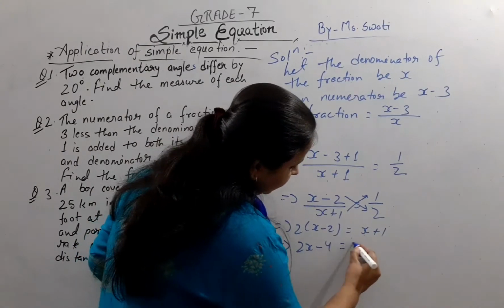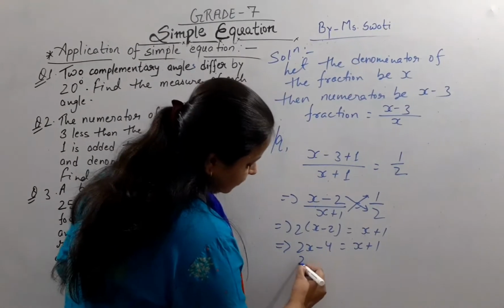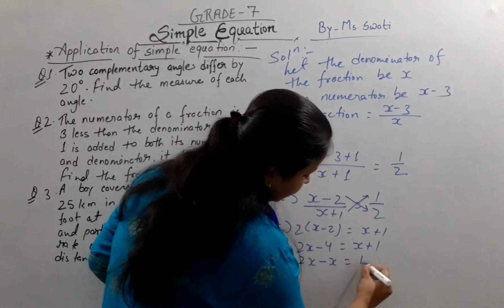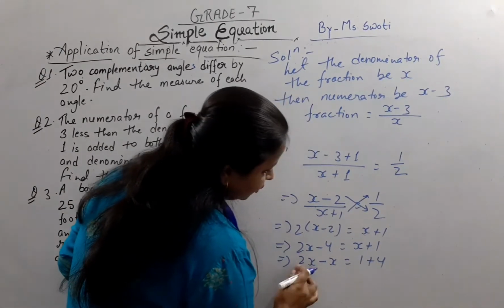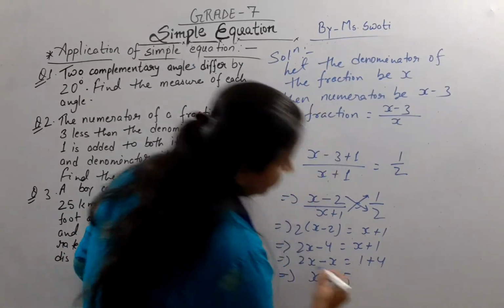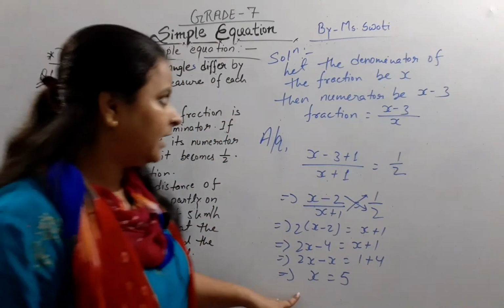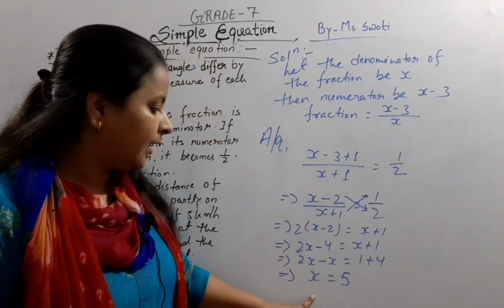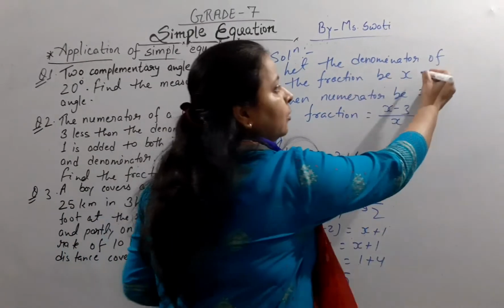2x minus 4 is equal to x plus 1. 2x minus x is equal to 1 plus 4. 2x minus x, it is x, is equal to 1 plus 4. We get 5. It means that the denominator is equal to 5.